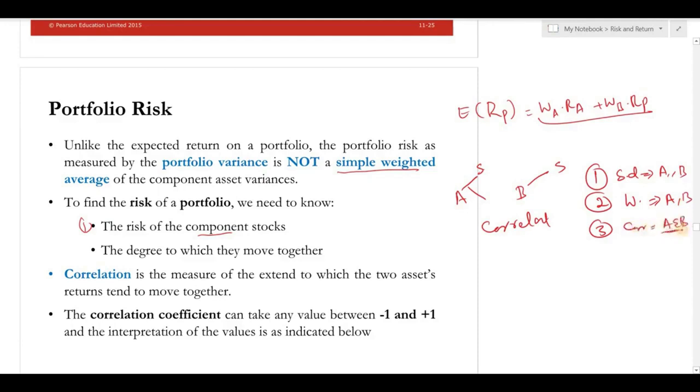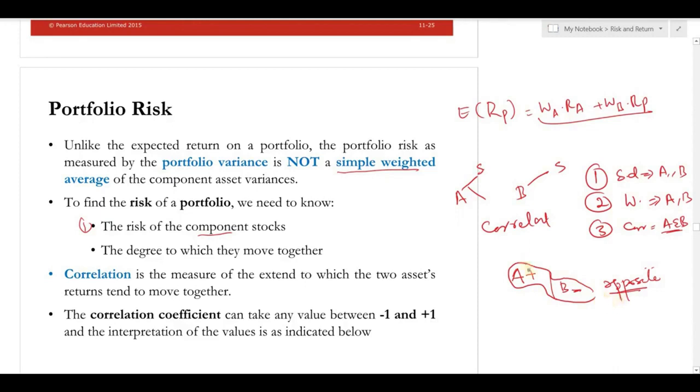Okay, correlation means, for instance, if stock A is making profit, then B is losing, right? So it means they are moving in the opposite direction. For diversification, it's good if the stocks are moving in the opposite direction. So the more negative the correlation, the more they move in the opposite direction, and the higher the diversification.